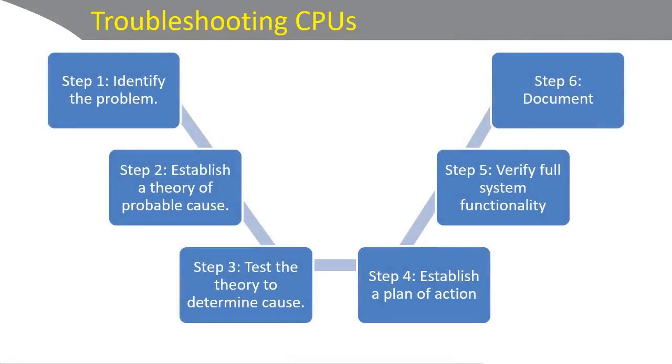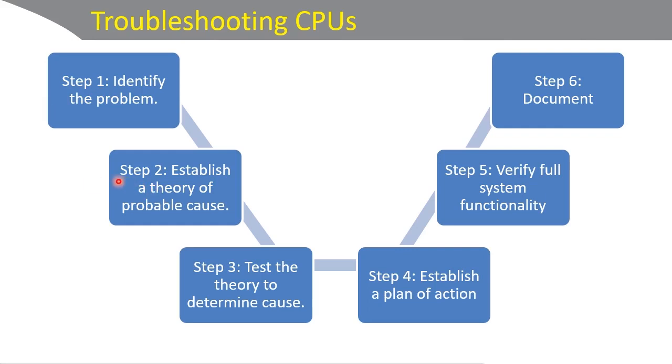Let's talk about troubleshooting CPUs and RAM. We'll start with CPUs. And a quick review, you want to make sure you know your A+ six-step troubleshooting process. So step 1, identify the problem. You can't do anything until you know what the problem is.